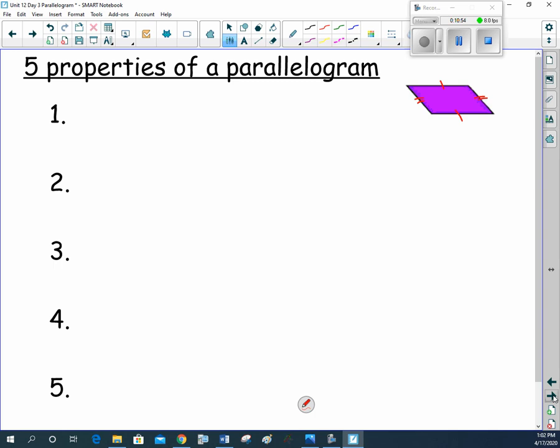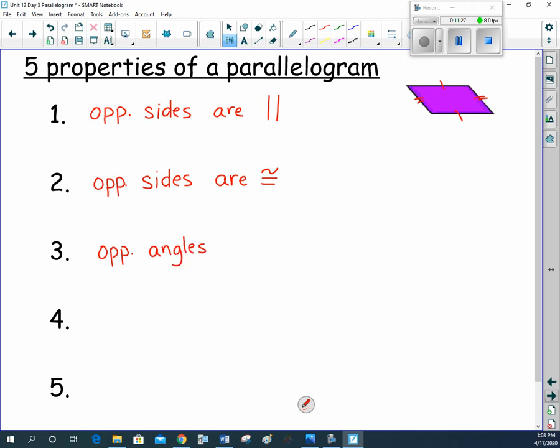Okay, so what are the 5 properties that you need to know for a parallelogram? Well, the first one is opposite sides are parallel. Okay, then we also know that opposite sides are congruent. And then we also know that opposite angles are congruent.